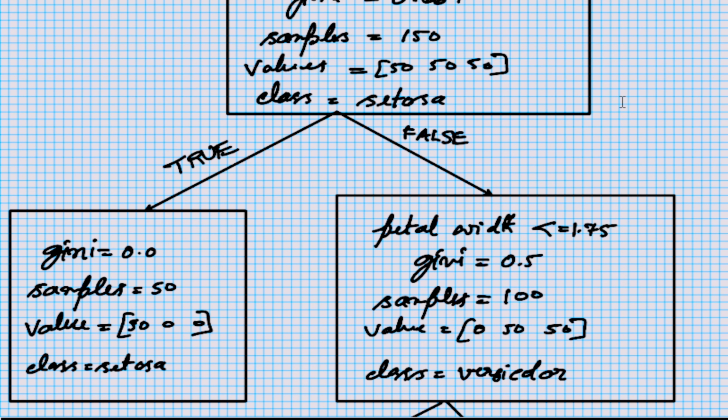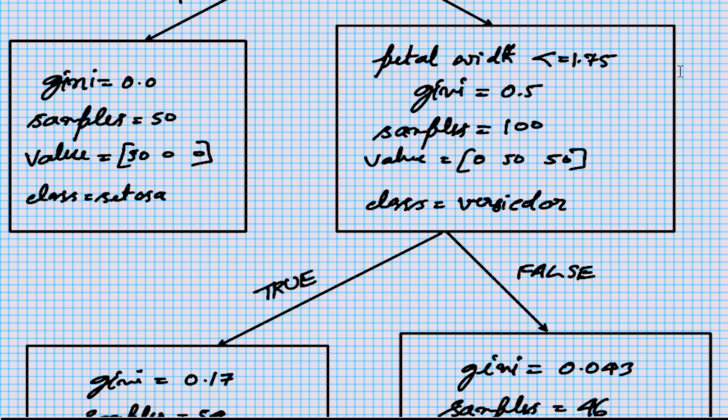If it is false, we go to the other side. Similarly, you can check another parameter, petal width, and based on true or false, you can create the tree in the following fashion. So that was the visualization part of the tree.